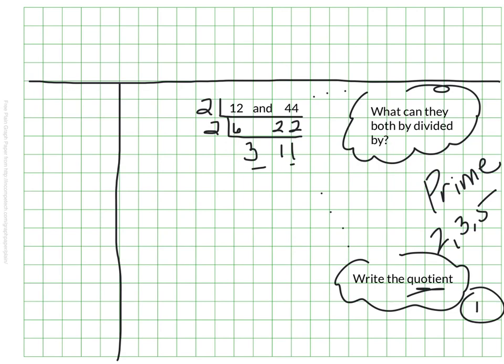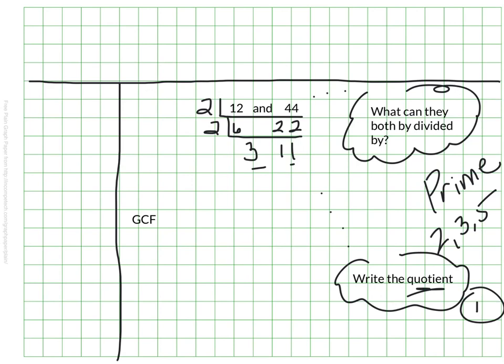And it's important to go as far as you can with your division and stop only when they can't be divided by anything else in common except for 1. So this is my final layer here. And looking at my cake, I actually have everything I need now to find the greatest common factor of 12 and 44.